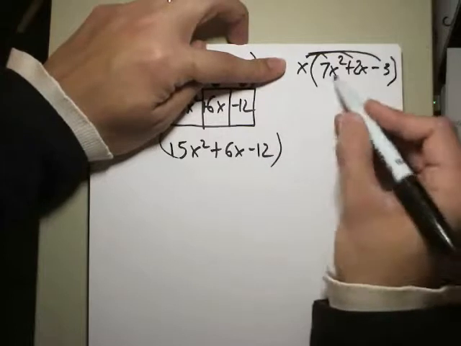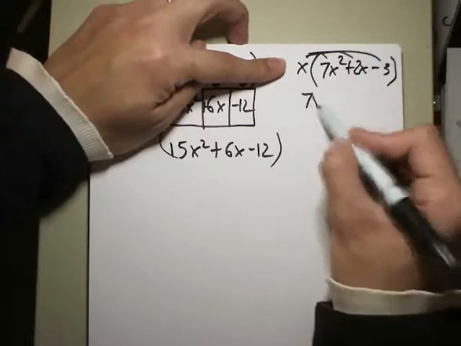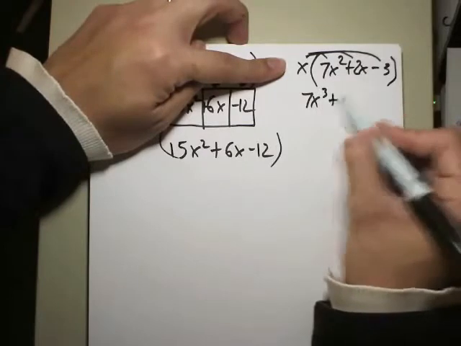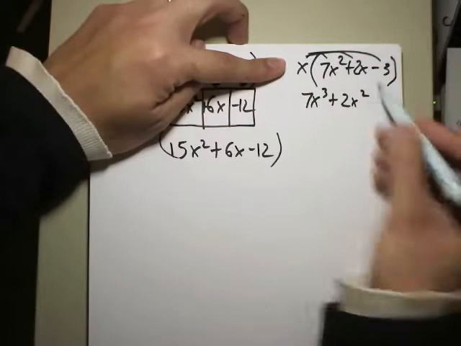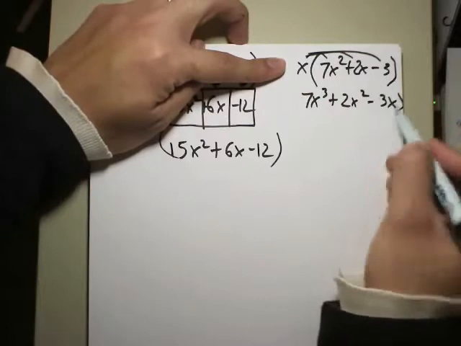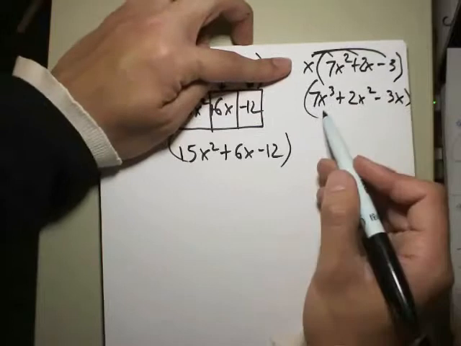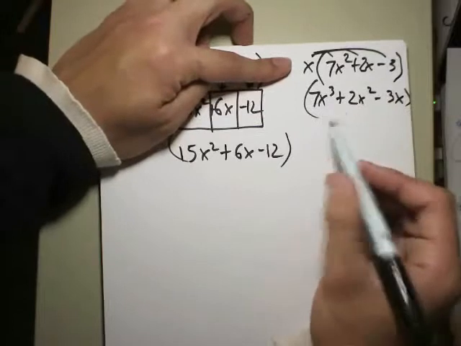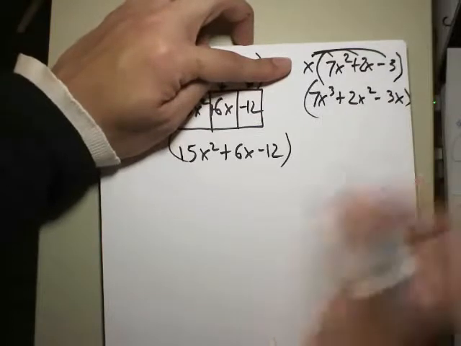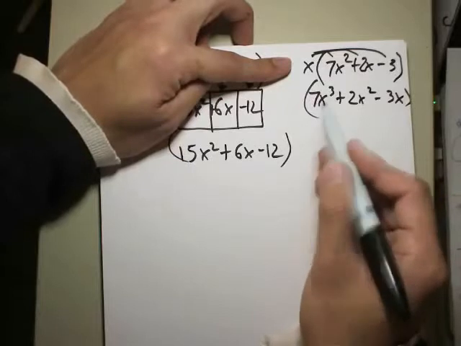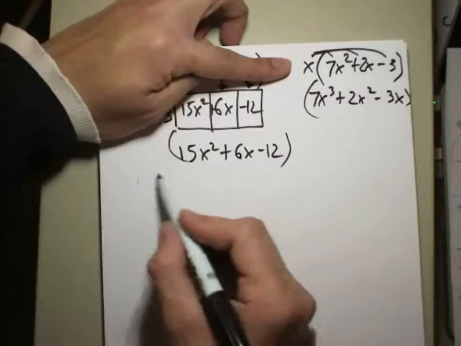This is x times 7x to the second power, which is 7x to the third, x times 2x, which is 2x squared, and x times negative 3 is negative 3x. So I take that, place it underneath here, but be careful. Remember, from our previous lesson, we need to line the terms up. I have 7x to the third power here. This is the x to the third column. I don't have it, so make sure I put it out here.